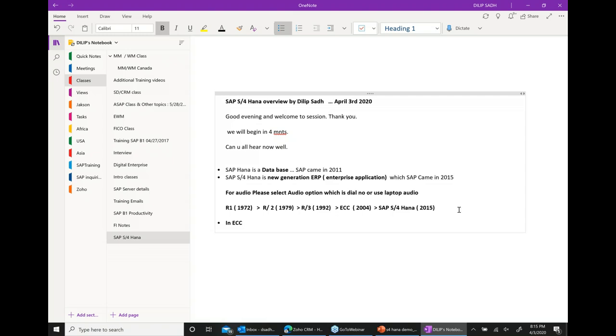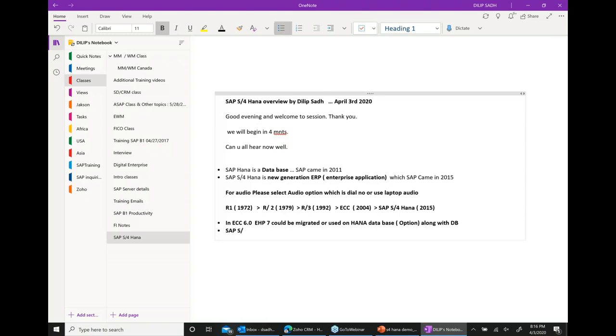ECC 6.0 and Enhancement Pack 7 could be migrated or used on the HANA database. So if somebody wants ECC 6.0 to be used on HANA, you could. This was an option. You can use it along with other databases.